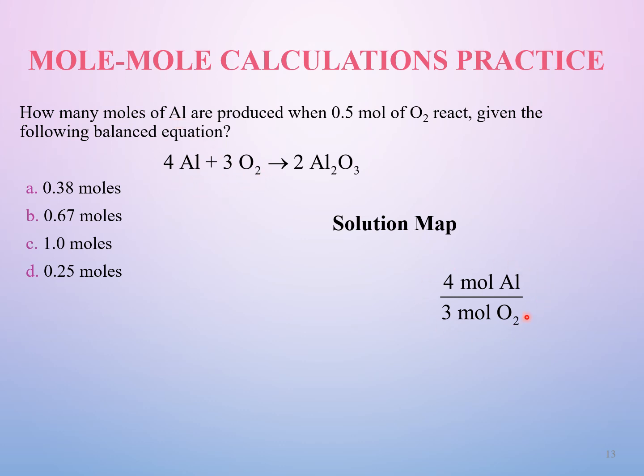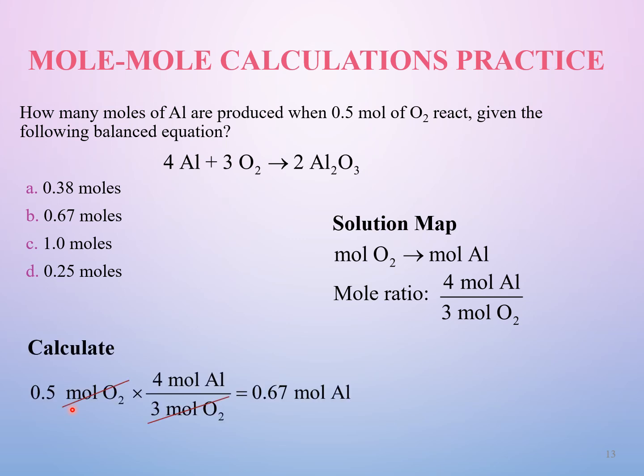Okay, and we're going to start with moles of oxygen on the top, so we want to keep the oxygen. So 0.5 moles of oxygen, and then if you want to cancel off, the moles of oxygen should be on the bottom. In this case, half a mole of oxygen is what you start with, and you know the ratio is 4 moles of aluminum to 3 moles of oxygen. Cancel the oxygen off, and then you do your math. 0.5 times 4 divided by 3 will give you 0.67 moles of aluminum as our answer that we need.